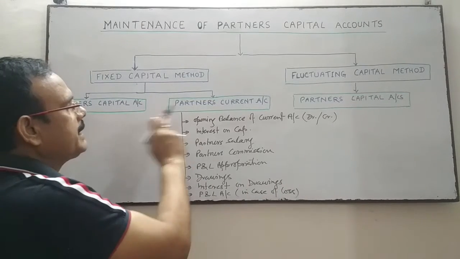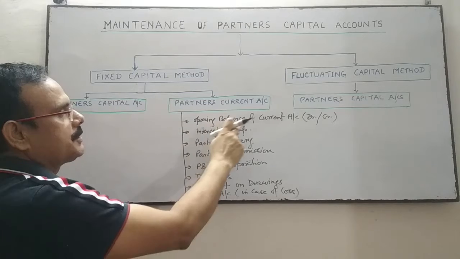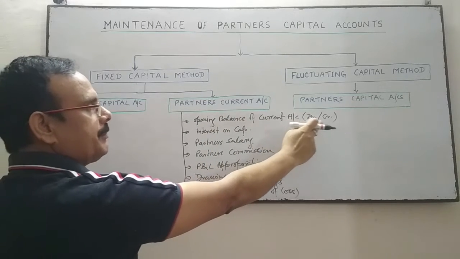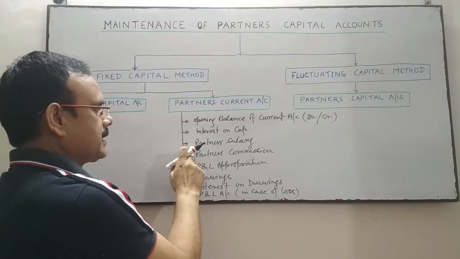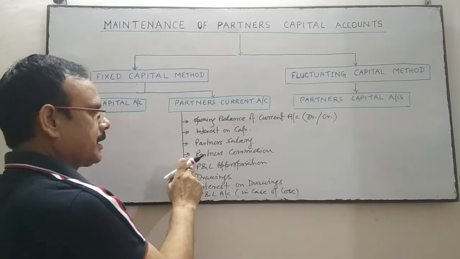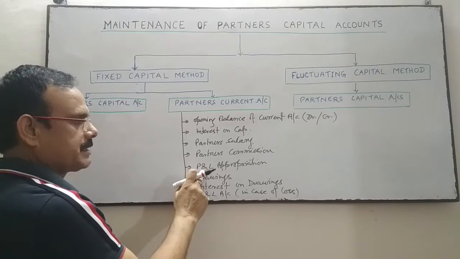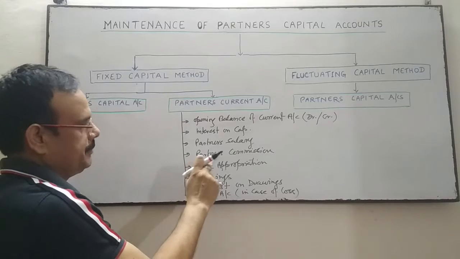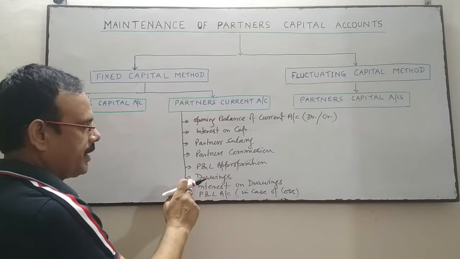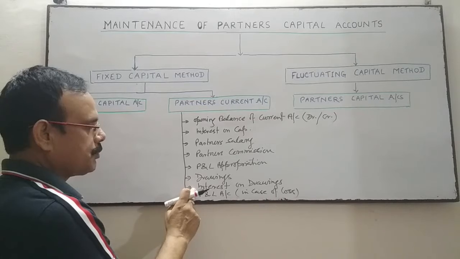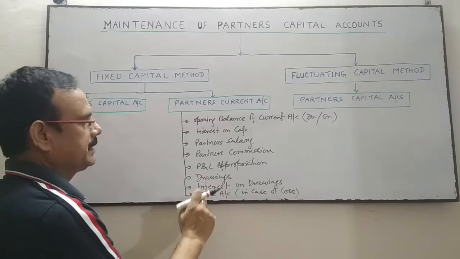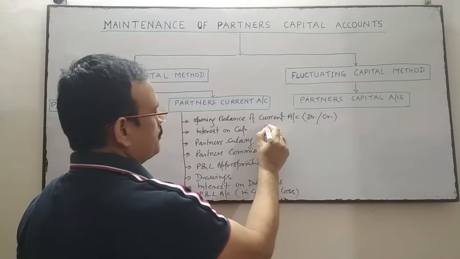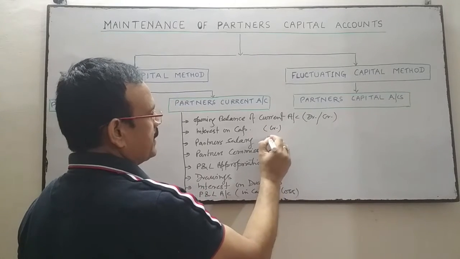So current account starts with the opening balance of current account. The balance may be debit or credit. Interest on capital, partner's salary, partner's commission, profit and loss appropriation account, that is division of profit, will be posted in the credit side. Drawings, interest on drawings and profit and loss account in case of loss will be in the debit side.